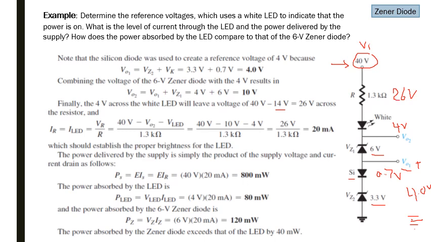So from this we can calculate the current through this resistor, which is actually the series current IR, through Ohm's law. We can calculate this current: 26 volt divided by the value of this resistor, that is 1.3 kilo ohm, is equal to 20 milliampere. So 20 milliampere current is flowing through this series circuit, that is through the diode as well as through the resistor.